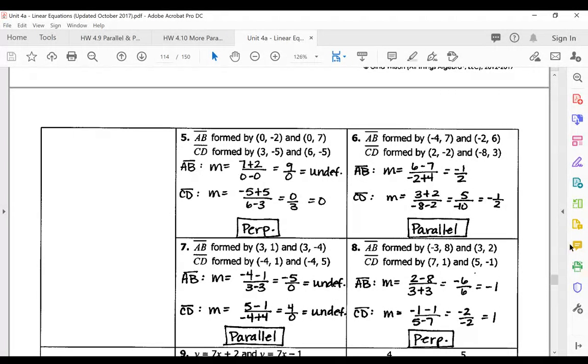Remember that two lines could be parallel, same slope, or perpendicular, negative reciprocal slopes, or neither. And that's where the slopes aren't the same, nor are they negative reciprocals.